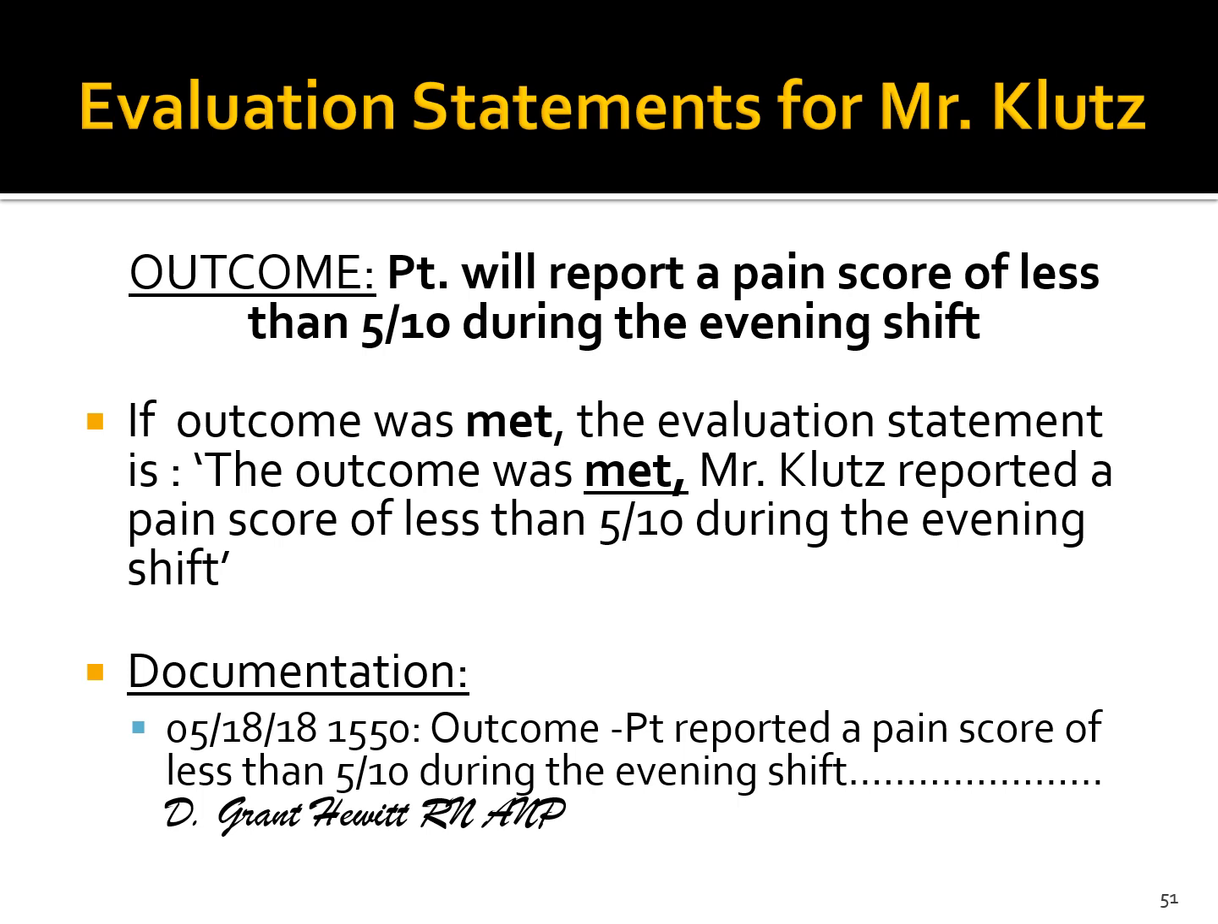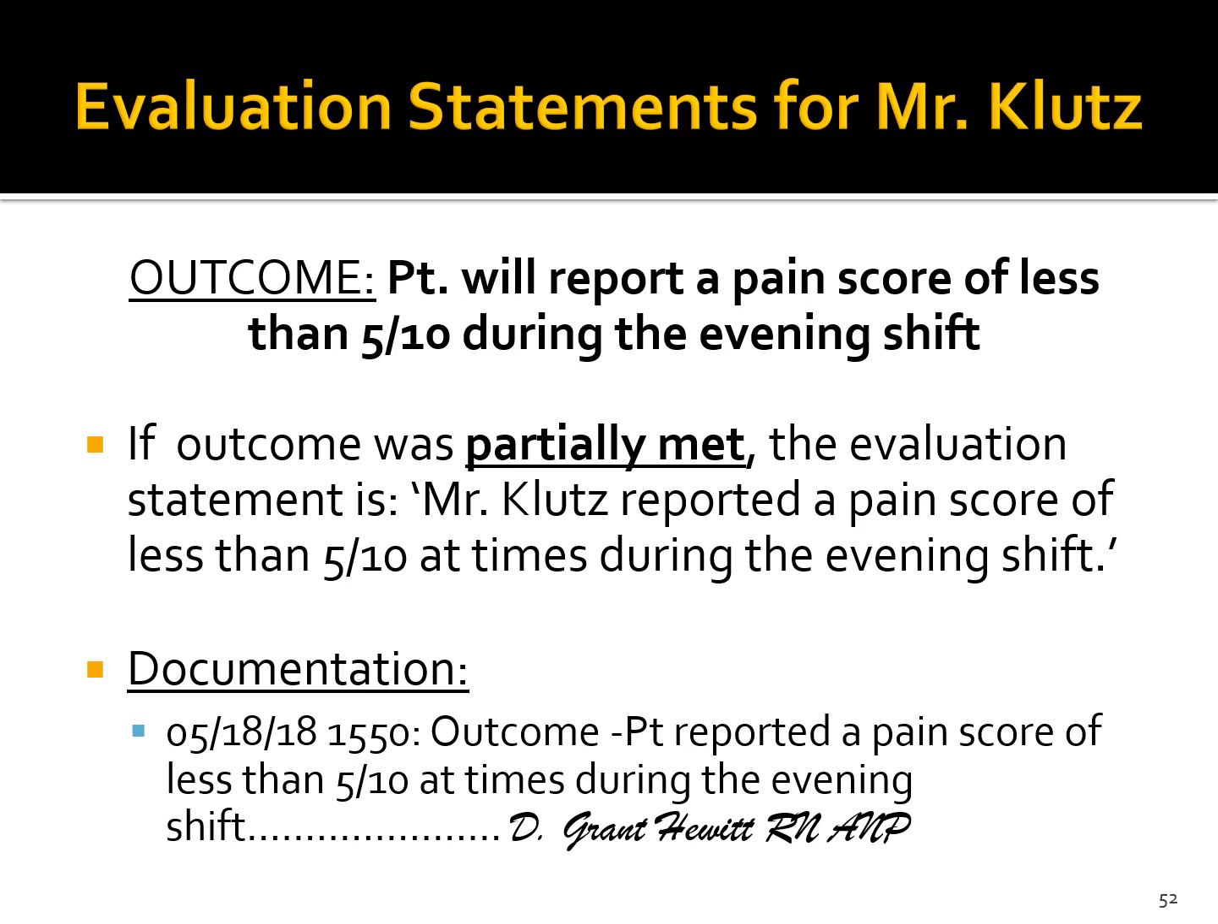If the outcome was met, the evaluation statement is: the outcome was met. Mr. Kless reported a pain score of less than 5 out of 10 during the evening shift. So you're repeating the outcome. When you document, you write the date, the time, the outcome: patient reported a pain score of less than 5 out of 10 during the evening shift. Sign your name and your credentials.